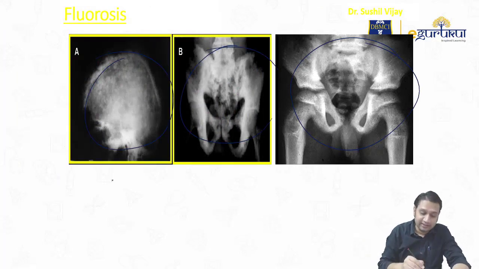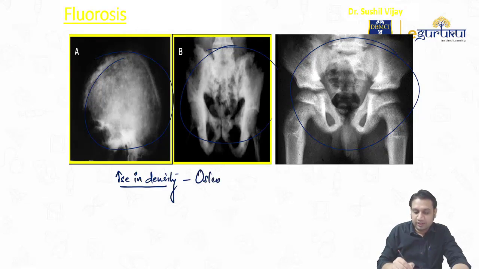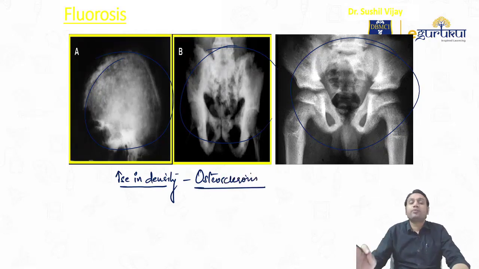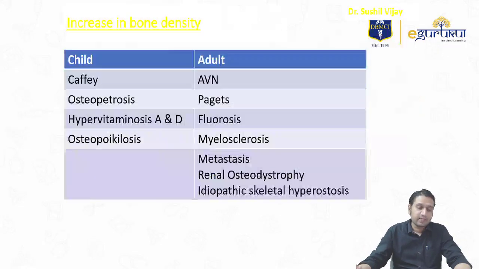Increase in density basically. So there is increase in density. That is what you call osteosclerosis. This kind of question can be asked to you by the name of fluoride, or can be asked directly as: what are the conditions which can produce osteosclerosis? What are different conditions? So do remember, these are the conditions I have mentioned over here which can present as white X-rays.